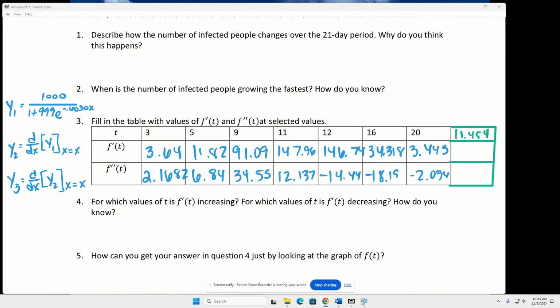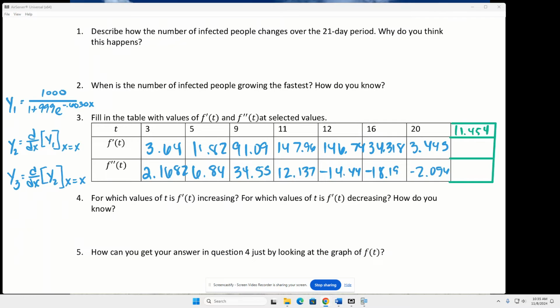All right, and so yesterday you all figured out the first derivative and second derivative at a whole lot of points. We found the maximum of the first derivative to be 11.454. And so at that point, the first derivative is 150.750. Did you guys find the second derivative there? Anybody have a chance to do that? It's 0, yes.